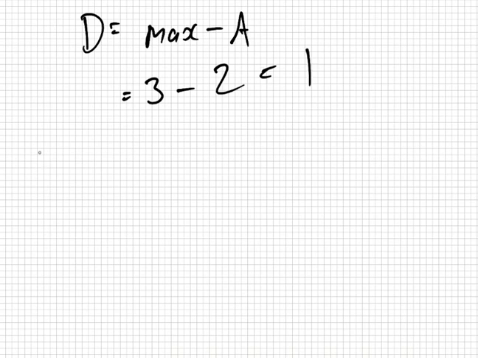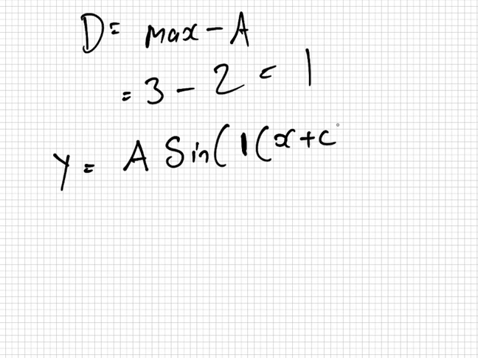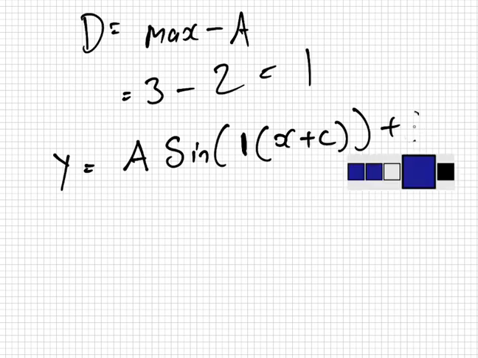So far we have this as our formula: y equals a sine 1 bracket x plus c bracket plus d. Please note this is not in the same form as what I ask in the question. So before I finish, I have to do some cleaning up, but we'll worry about that later. I have the A, B, and D, and I want to get the C. How do I get the C?